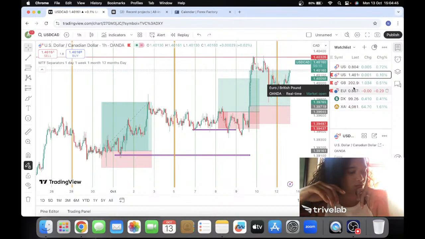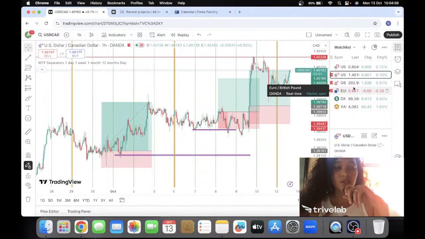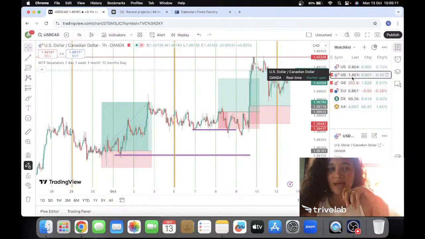I see you're expecting retraces to... I think we're talking about the same pair, USD Canadian. For me personally, my market outlook is continuation bullish, just by the looks of it. But I'm hoping that it doesn't break structure today, but we'll see. Yeah, that's my USD Canadian market.